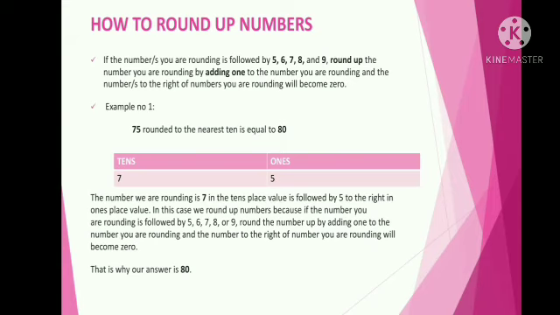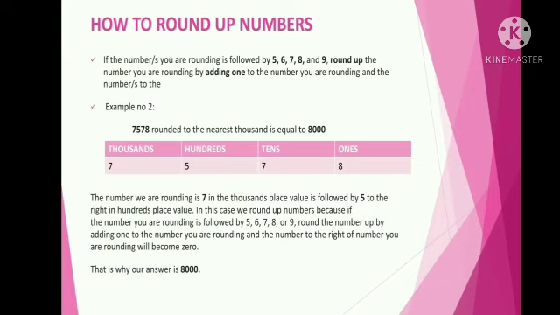So we will add 1 to 7 because 7 is the number we are rounding. So 7 plus 1 will become 8. And the numbers to the right will become 0. So 5 will become 0. That is why if we rounded to the nearest 10, the answer will be 80. 75 rounded to the nearest 10 is equal to 80.